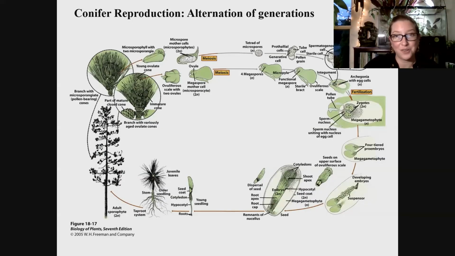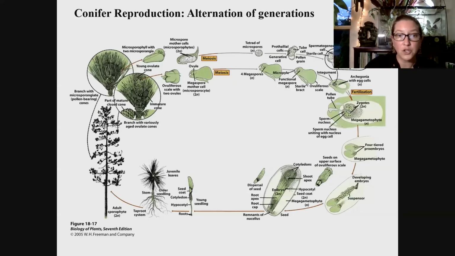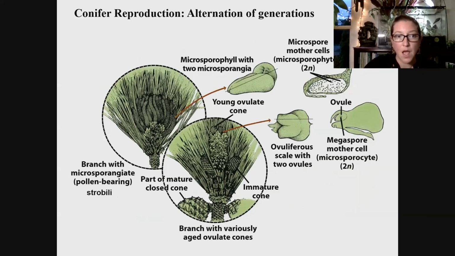And then this is our alternation of generations with conifers. I'm going to try to go through this relatively quickly because a lot of the players should be familiar by now. So you have one tree with both male and female reproductive structures on them. On the left, you see a strobili. On the right, you see cones. So here is strobili. Here is a cone. Here is a cone.